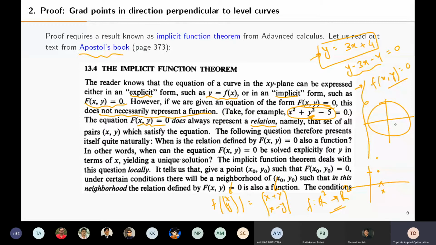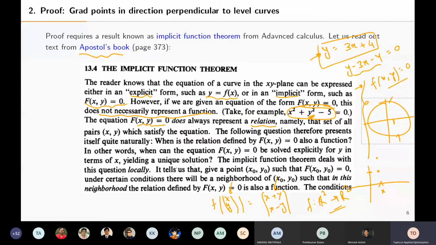Now this doesn't represent a function, because for any input x here, let us say x here, I am getting multiple outputs, right? So there is an output here, and there is another output here. For a single input I cannot get a double output. So this is not a function.